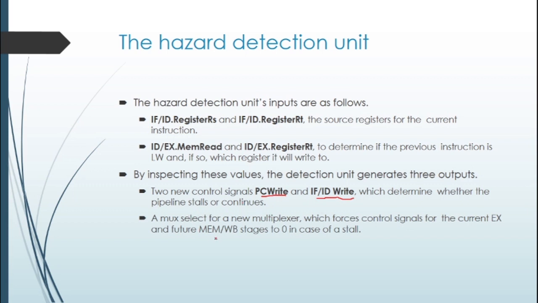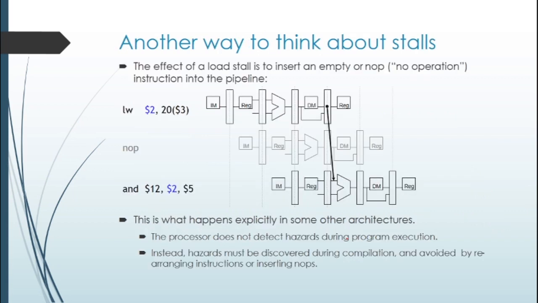And a multiplexer is added for generating the control signal, resetting the control signal to 0 for all the next EX stage, MEM stage, and write back for this operation. So this is actually how a simple stall can insert a clock cycle delay for the whole pipeline.